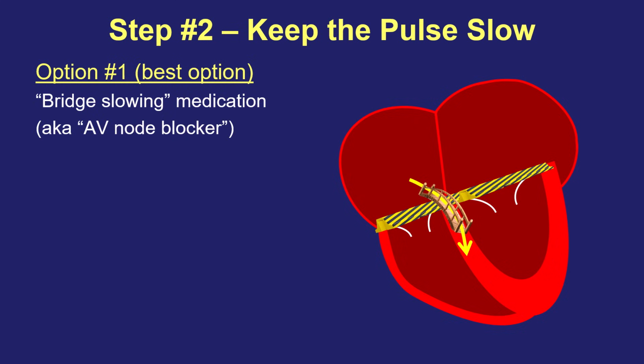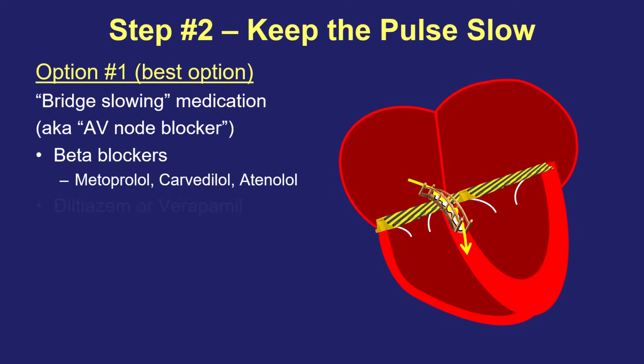So what these medicines have in common is to change the properties of that electrical bridge and slow it down so that signals are more sluggish getting across the bridge. And there are different categories of medicines that can accomplish this.